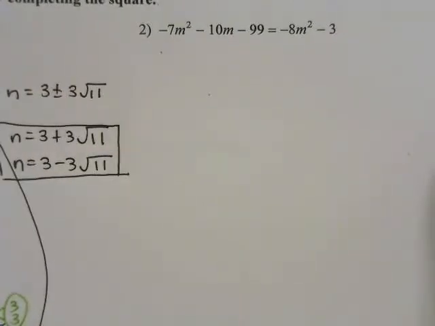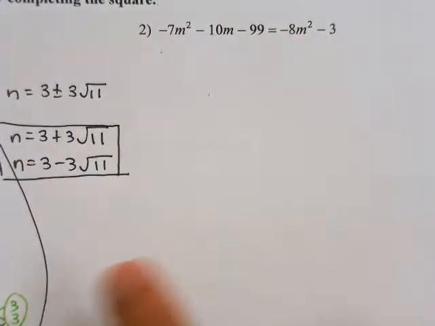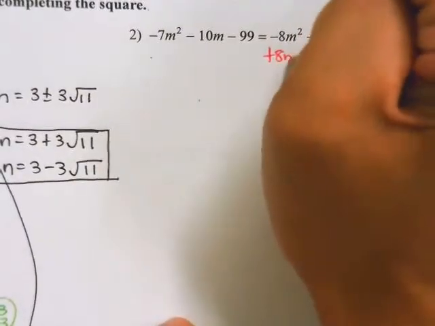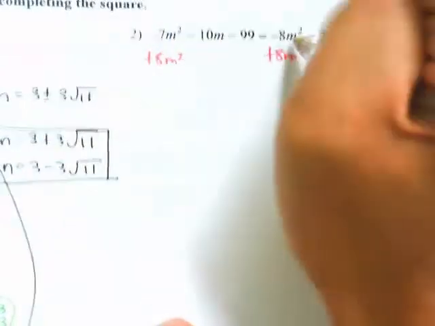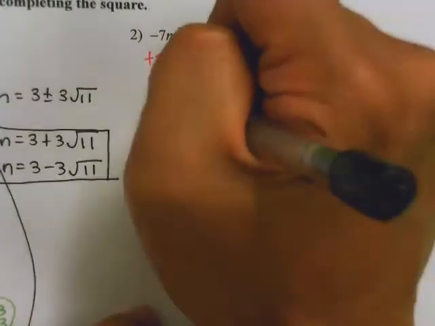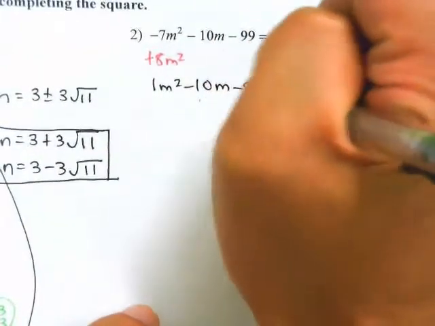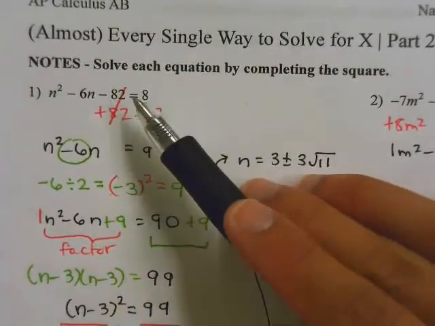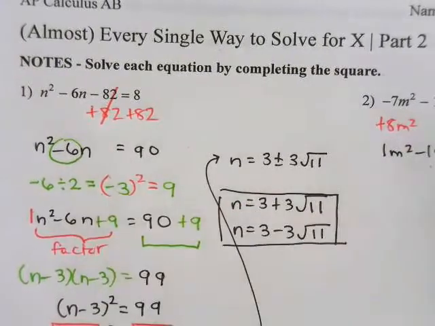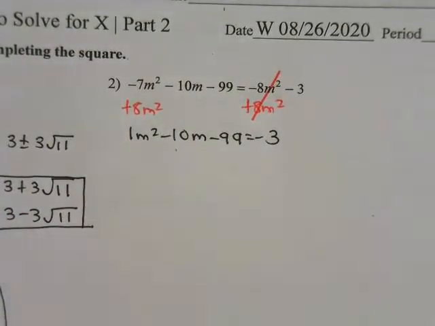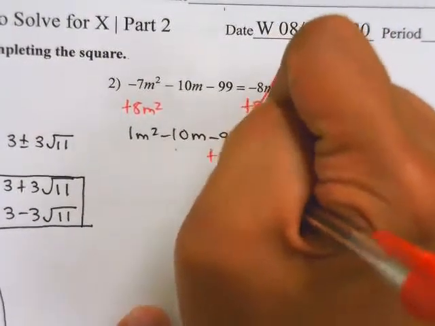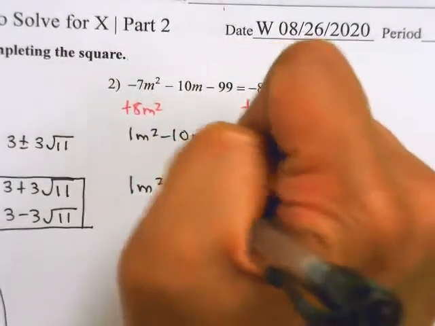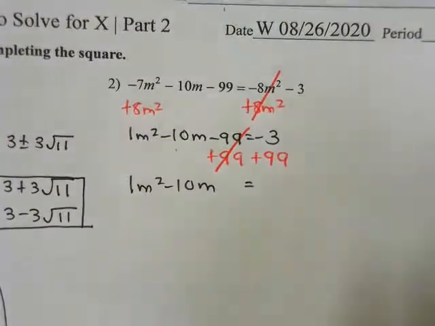Okay, number 2. Again, when you have quadratics, you just want to move everything in one place. I think what I want to do actually is add 8m squared on both sides. So now I have 1m squared minus 10m minus 99 is equal to negative 3. And then by procedure, I kind of want all the constants over into one side so we can do the completing the square. So that's what I'm going to do as well. This minus 99, I mean, there's some techniques where you don't have to do this, but this is just one way. 96? Yeah, 96.